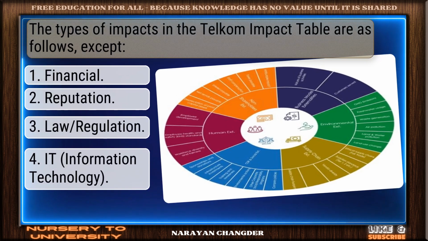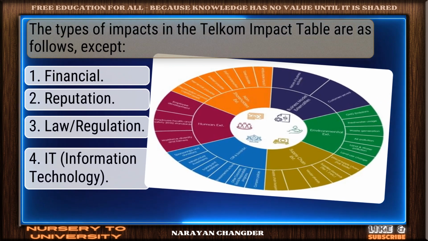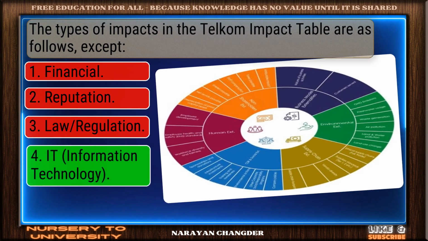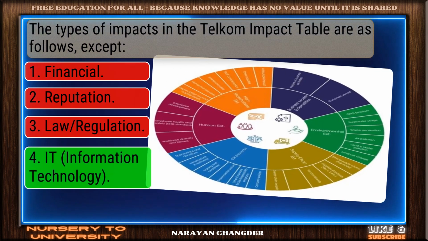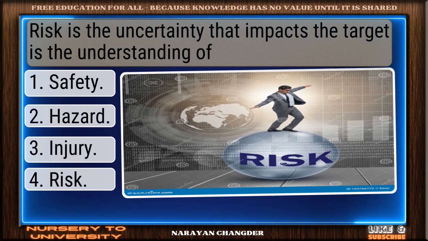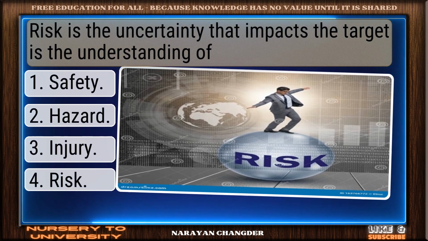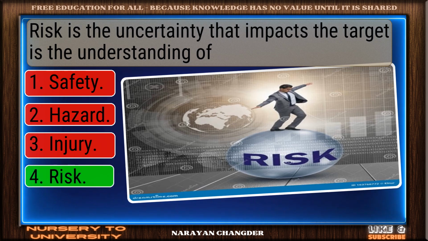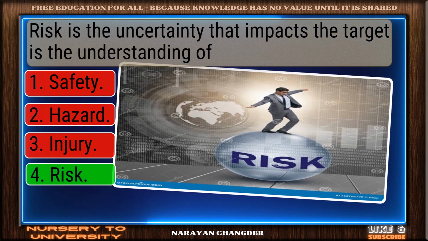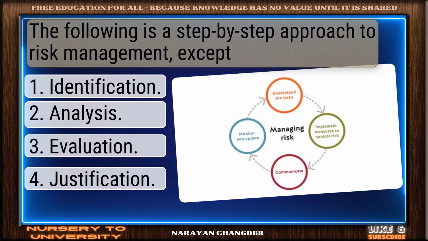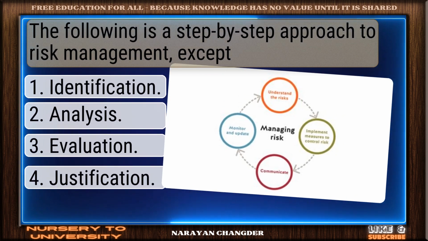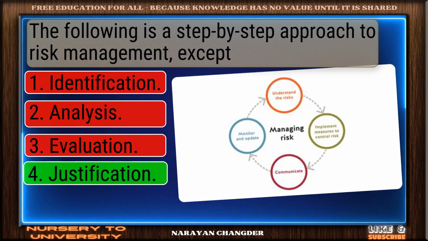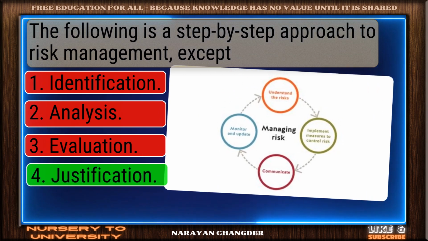The types of impacts in the Telkom impact table are as follows, except. Good thinking. It is the right answer. Risk is the uncertainty that impacts the target is the understanding of. On track. Risk is the correct answer. The following is a step-by-step approach to risk management, except. You got it? Your choice justification is right.